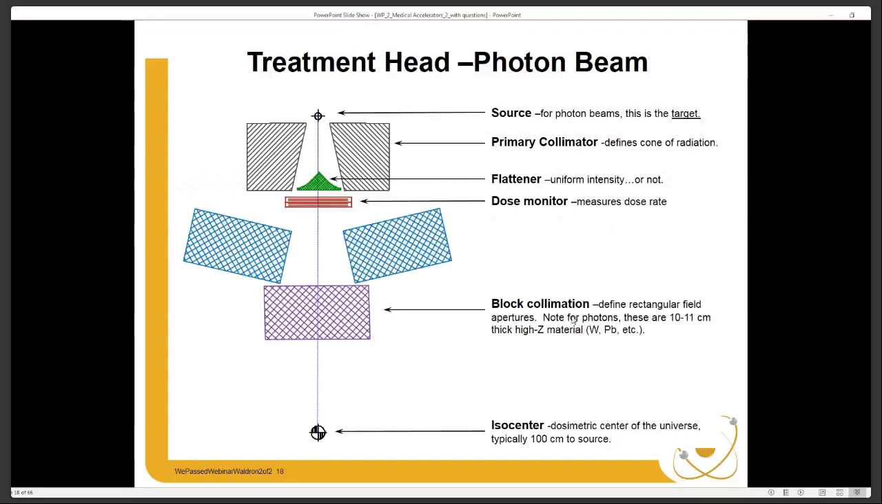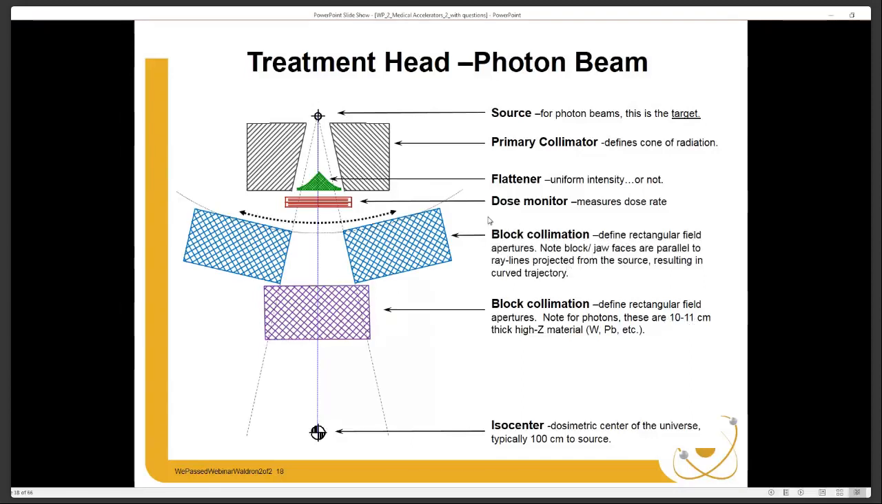The next thing we're going to have is block collimation. Current machines have different combinations of block and multi-leaf collimation. I'm showing a rather old school presentation here, but they're still out there. We have 4 blocks. Each pair of blocks defines two sides of a rectangle, and the blocks can be moved in order to make rectangular fields. These must also be a large number of half-value thicknesses, and so of course we're going to use high-density materials, tungsten, steel loaded with lead, etc. And we're usually talking ranges of 10 to 14 centimeters in thickness.